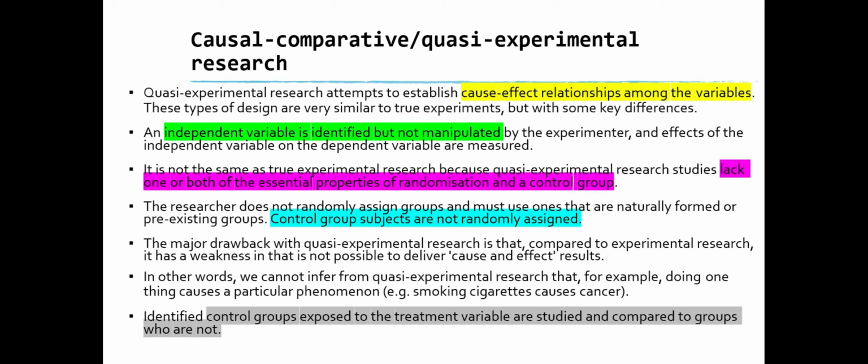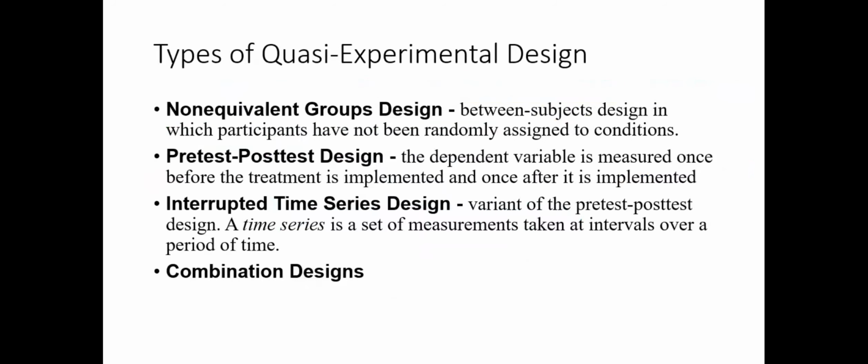In other words, we cannot infer from quasi-experimental research that, for example, doing one causes a particular phenomenon, like smoking cigarettes may cause cancer. So, identified control groups exposed to the treatment variable are studied and compared to groups that are not. Now, what are the types of quasi-experimental design? So, we have the non-equivalent groups design.